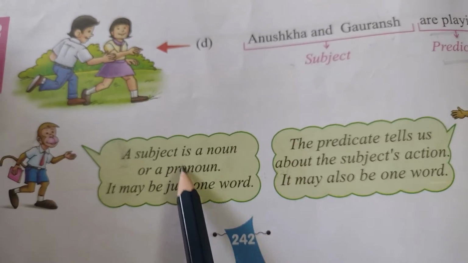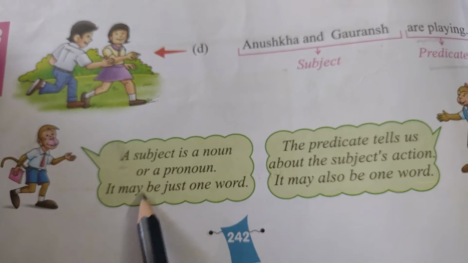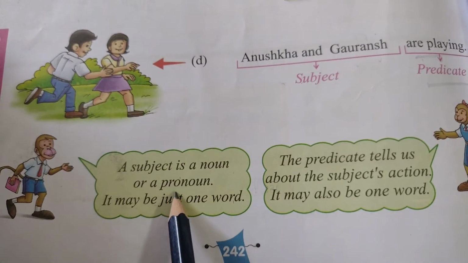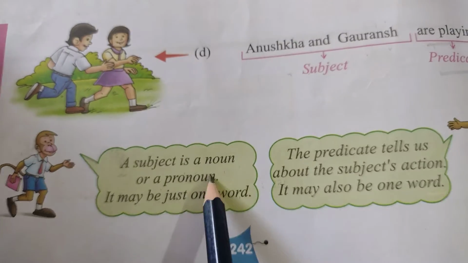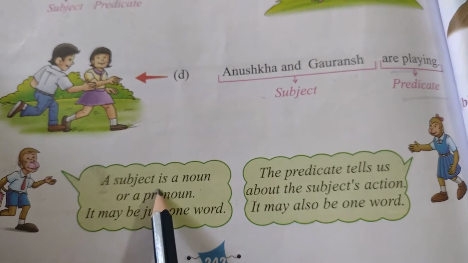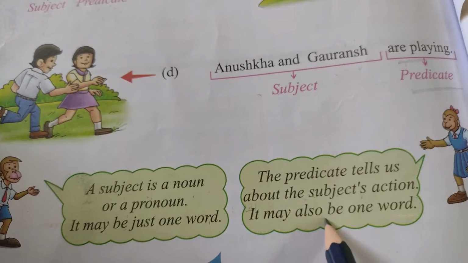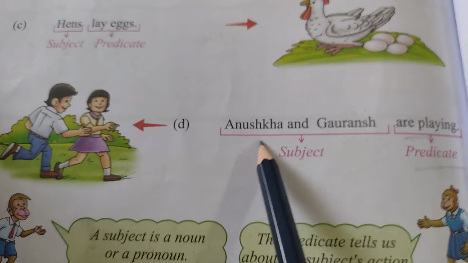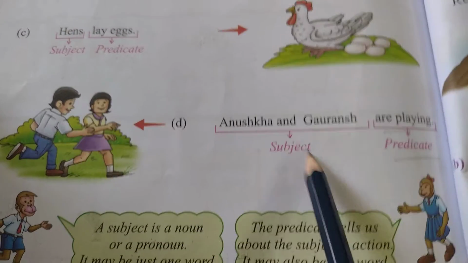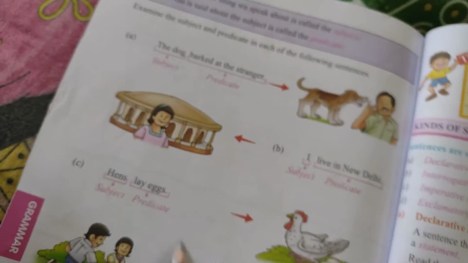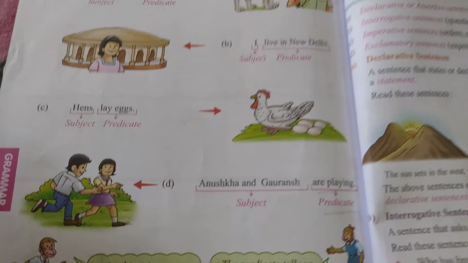See here. A subject is a noun or a pronoun. It may be just one word. Whether it is a group of words or one word, whether it is a noun or a pronoun, it becomes the subject. The predicate tells us about the subject's action. It may also be one word. No need that there should be such a big lengthy one. Maybe it is a short one like I. Maybe it is a long one like Anushka and Gauransh. But it becomes the predicate. Just you have to think about which is subject and which is predicate.